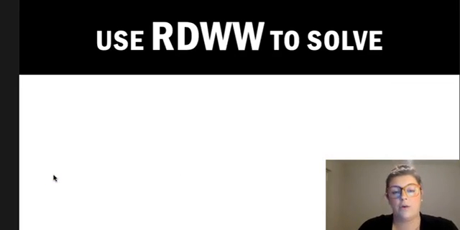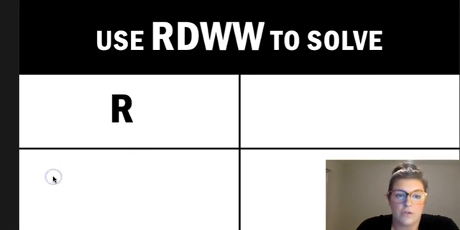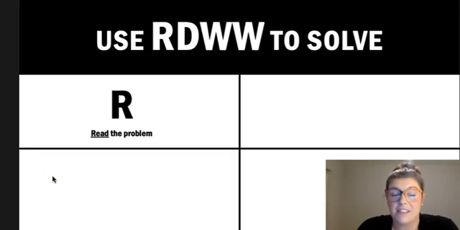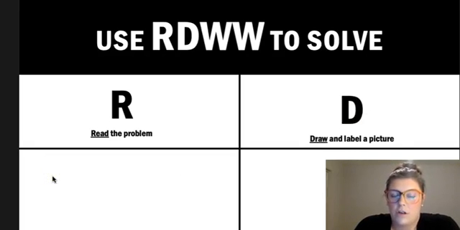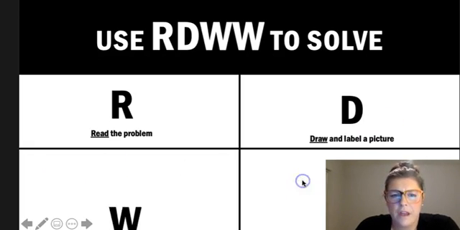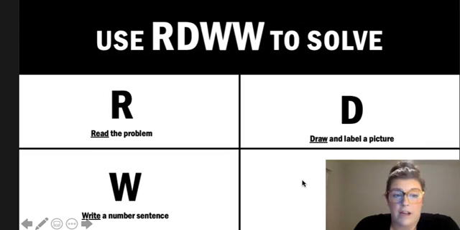All right. Remember that when we're solving story problems, we're going to use the read, draw, write process. So the R stands for read. We're going to read the problem, and not only that, but we're going to understand what it's asking. So sometimes I literally close my eyes and picture what they're saying so that I can understand what I need to do. The D stands for draw, so we're going to draw and label a math picture to represent our problem. The first W stands for writing numbers, so we're going to write an equation to solve our problem.